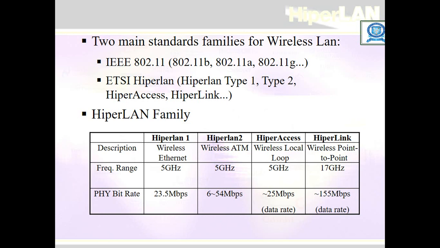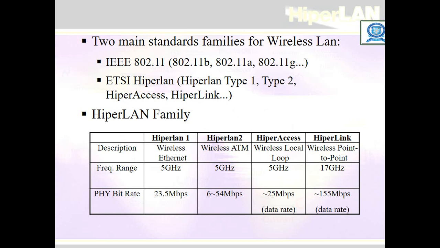First we see HIPERLAN 1. HIPERLAN 1 is used in wireless Ethernet, the frequency range is 5 GHz, and the bit rate is 23.5 megabits per second. HIPERLAN 2 is used in wireless asynchronous transfer mode, ATM, which is nothing but asynchronous transfer mode. The frequency range is 5 GHz and the bit rate is 6 to a maximum of 54 megabits per second.